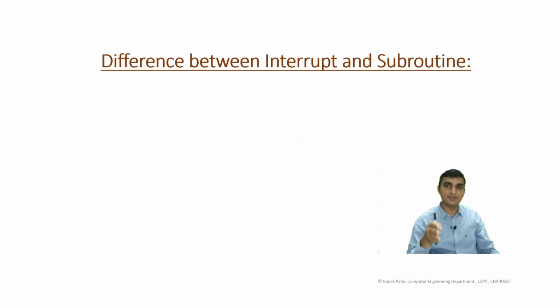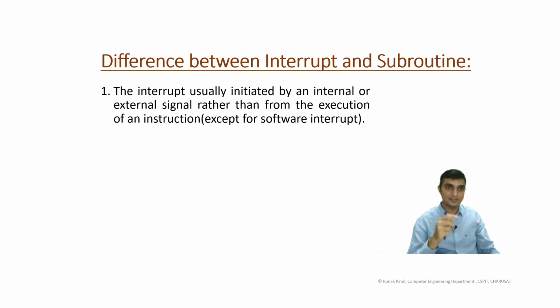So what is the difference between interrupt and subroutine? Both are doing some similar kind of thing, but there is a difference. The interrupt is usually initiated by an internal or external signal. We are not initiating this interrupt, but it is initiated by an internal or external signal, right? And then from the execution of an instruction, when you execute some instruction, at that time it generates, like you are performing some addition, and at that time it generates an overflow. So that is called an interrupt.